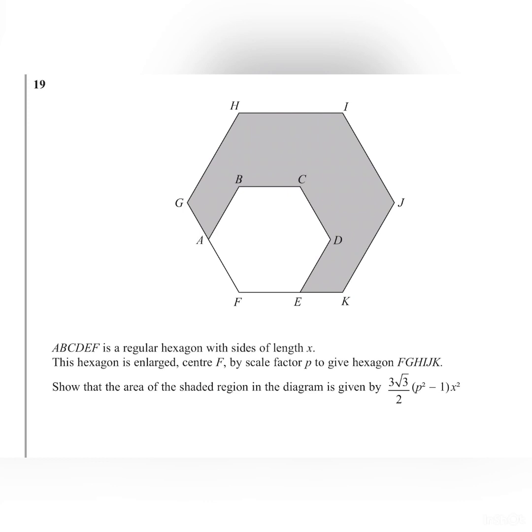Okay, question 19, it says A, B, C, D, E, F is a regular hexagon. So all the sides are the same, with a side length of x. So we got x there, and all of these sides are x in the smaller hexagon. And this hexagon is enlarged from the center F by a scale factor of P. So they've given us a linear scale factor of the length, not the area, to give the hexagon F, G, H, I, J, K. So the bigger hexagon is an enlargement of the smaller hexagon. And we are asked to show that the area of the shaded region in the diagram is given by this expression.